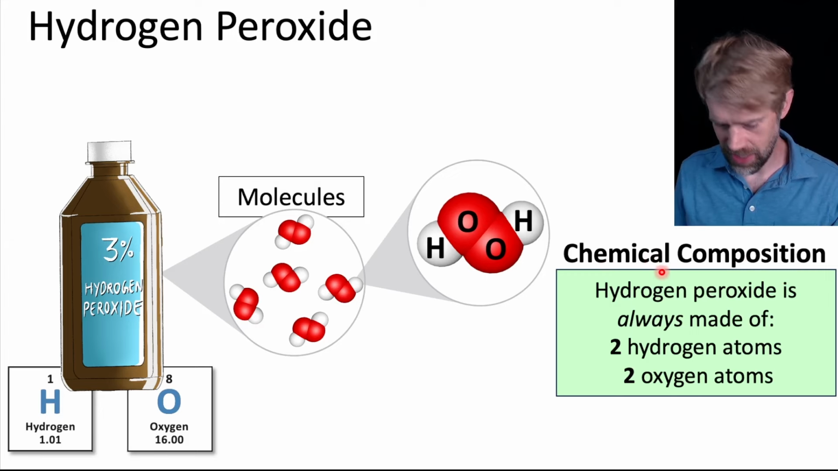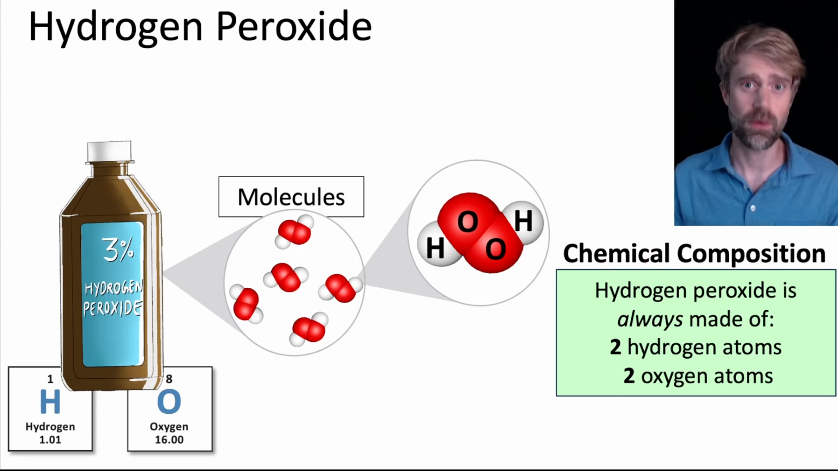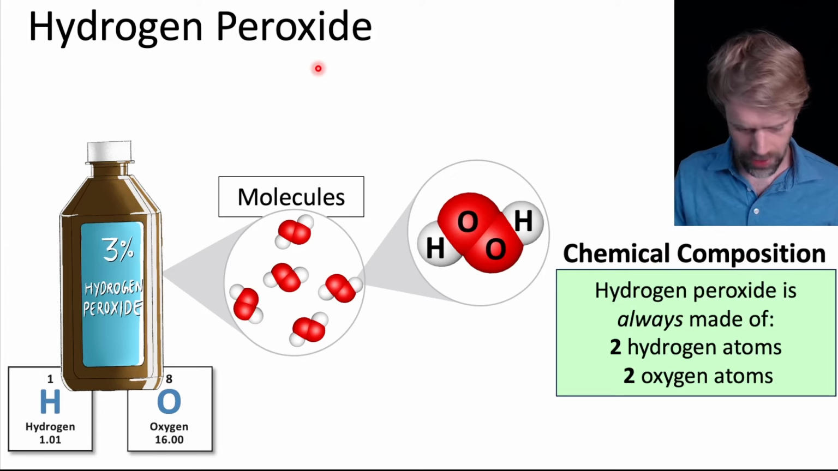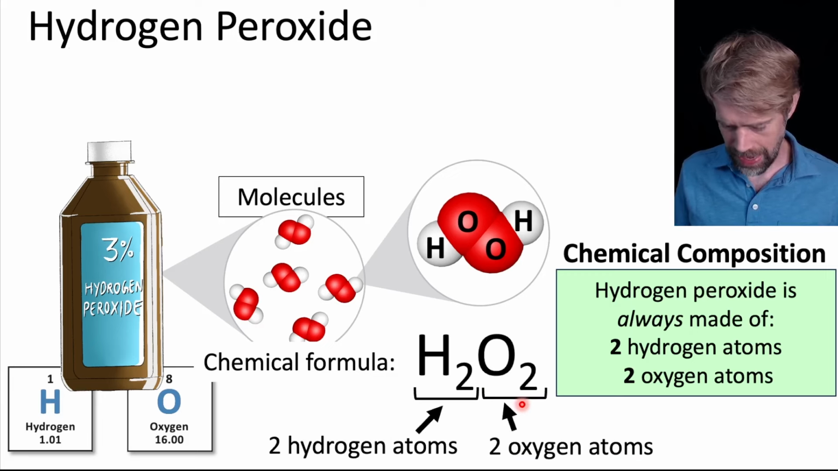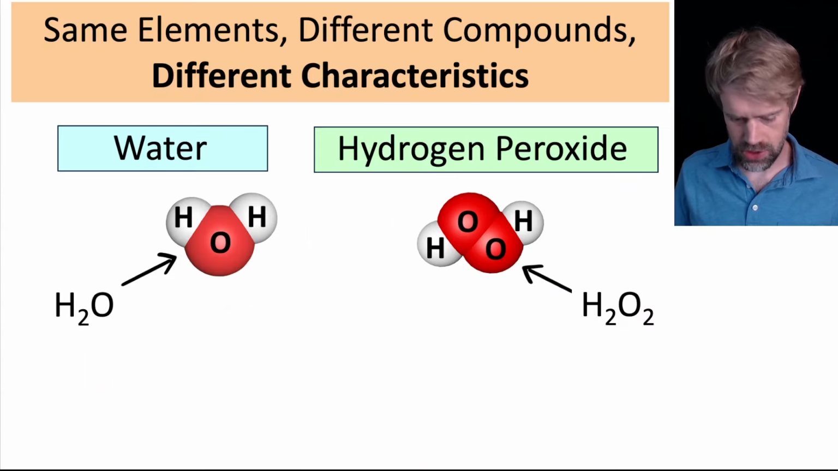That's its chemical composition. So, how do we write the chemical formula for hydrogen peroxide? There it is, H2O2. H2 means 2 hydrogen atoms, and O2 means 2 oxygen atoms.